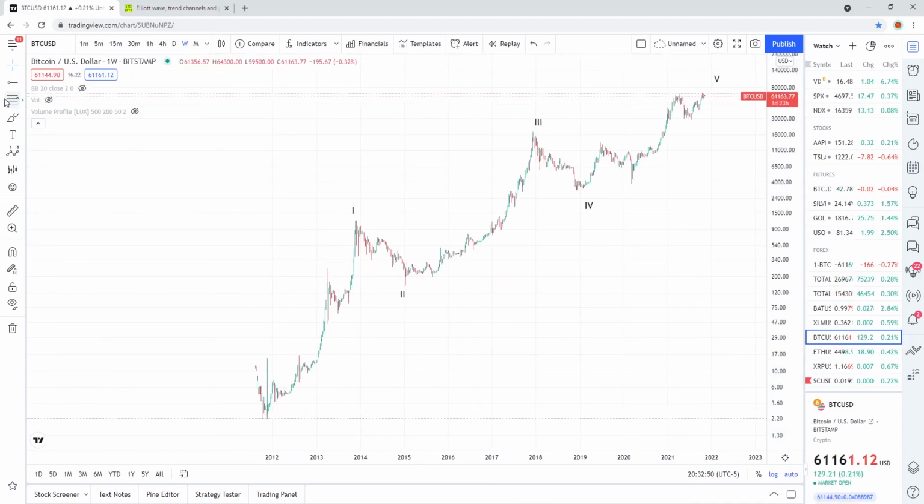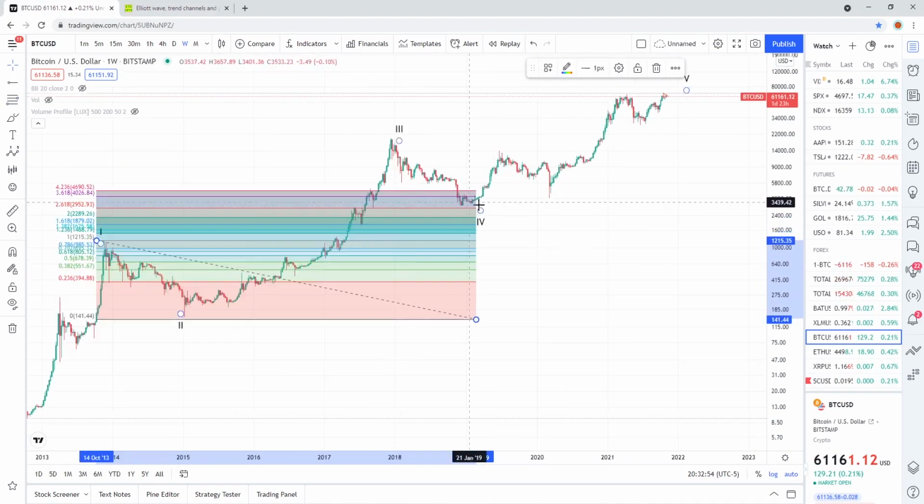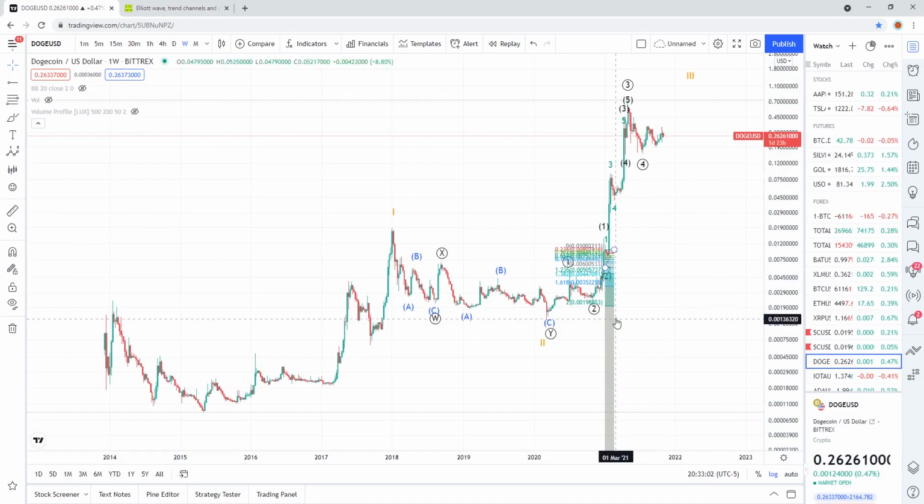But as you could see, if you take a look at Bitcoin and you try to draw out your Fibonacci retracement and measure it, you could see how far it went above that 4.236. These third waves tend to explode, especially in a cycle wave 3.